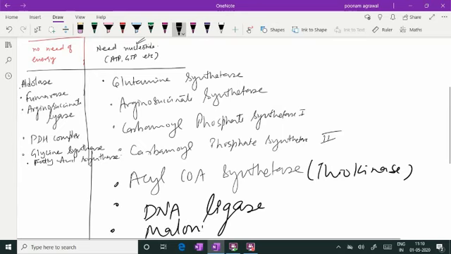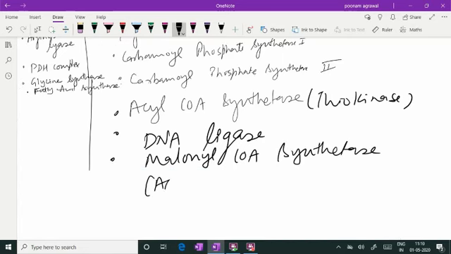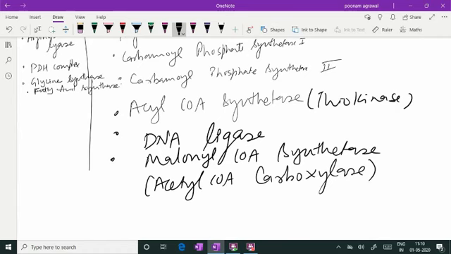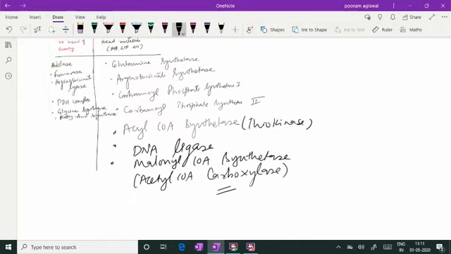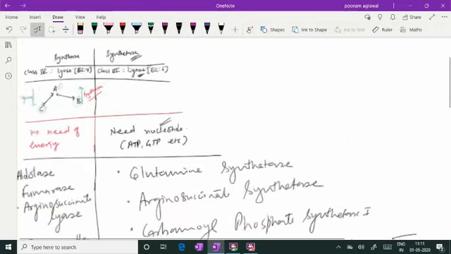Malonyl CoA synthetase, which otherwise is called acyl CoA carboxylase, which is the rate limiting enzyme of fatty acid synthesis. It also belongs to this category of synthetase. In fact, all carboxylases belong to class 6 ligase, and they all are actually synthetases because carbon dioxide is added with the help of an external source of energy. Nucleotide is needed. So this in a nutshell is the difference between synthase and synthetase.